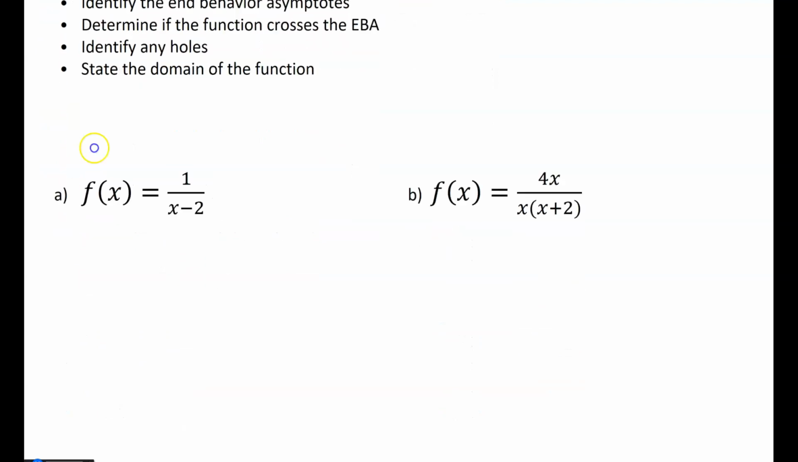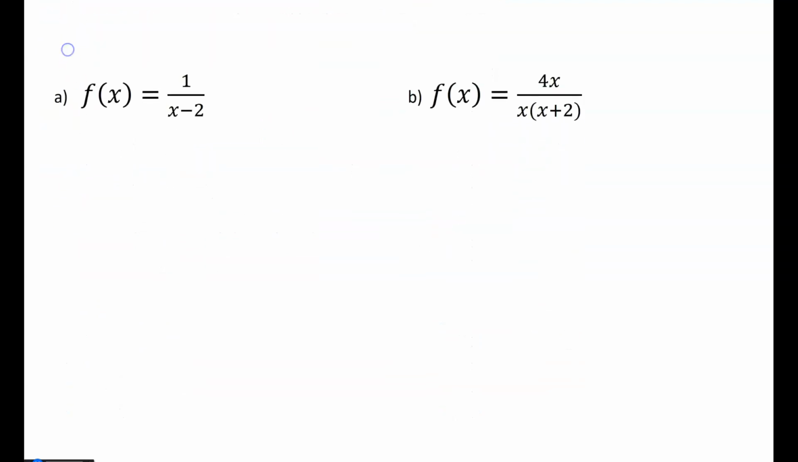Okay, so our first example is 1 over x minus 2. This is already simplified, and so there is nothing to divide out, and so I'm just going to start with the vertical asymptote first. My vertical asymptote is x equals 2. Again, because x cannot be 2, because it would make the denominator 0.